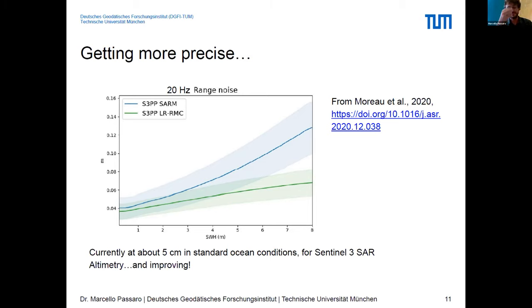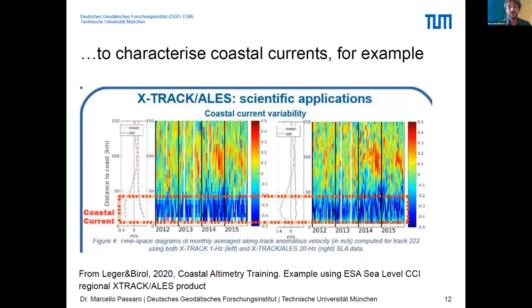So in this plot that I've taken from a presentation, you can see measurements from the Sentinel-3 satellites treated in two different ways. And you can see in the green curve that the latest developments are managing to keep this precision high, also in case of high significant wave height conditions, which was not the case before.